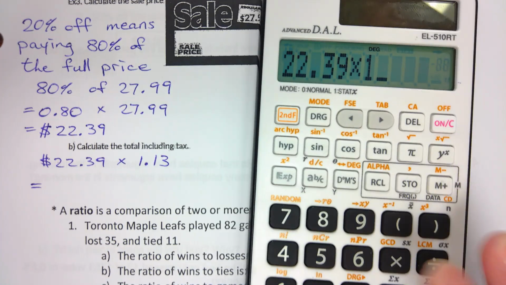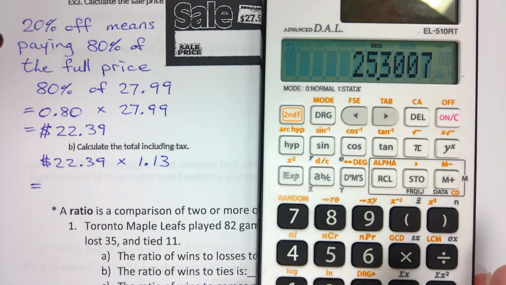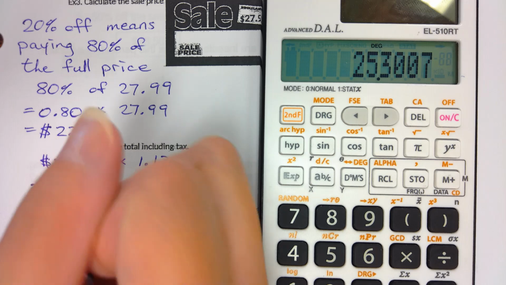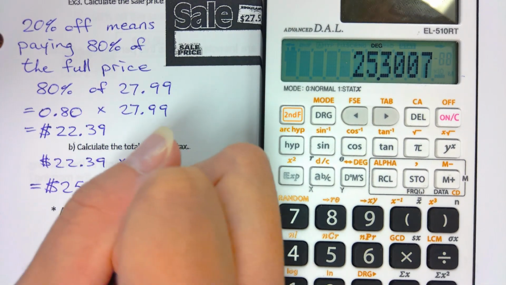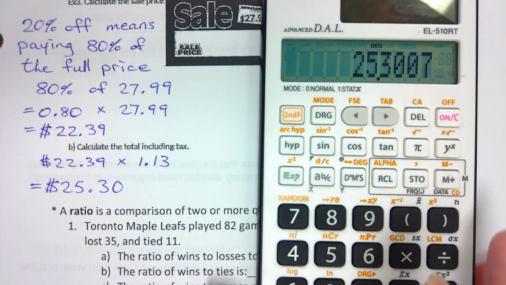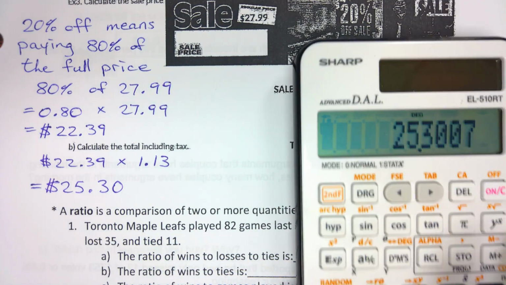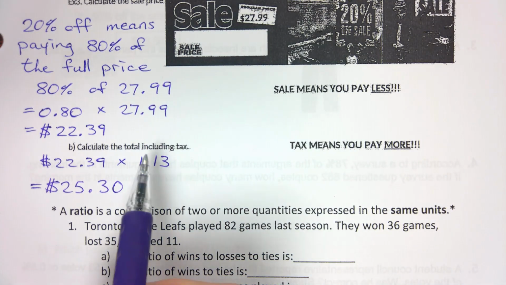22.39 times 1.13, you'll get your total in one step. So $25.30. Nice and short, shortcut. Why 1.13?